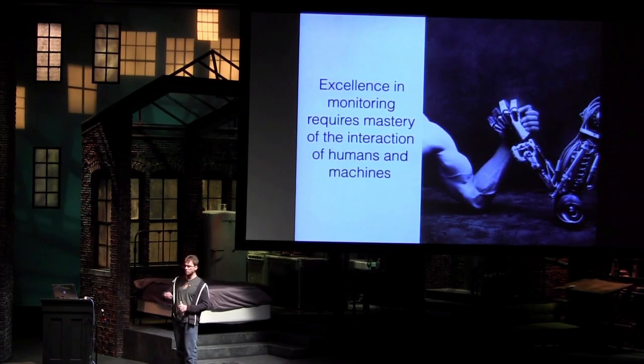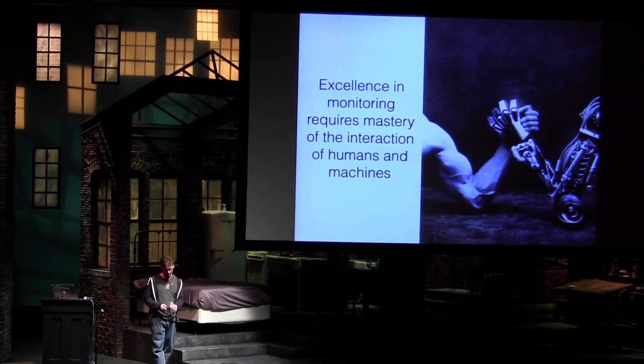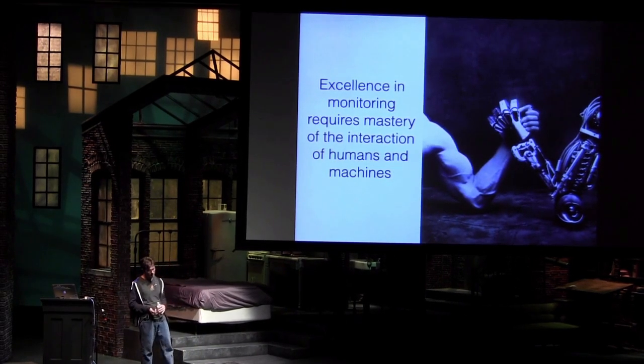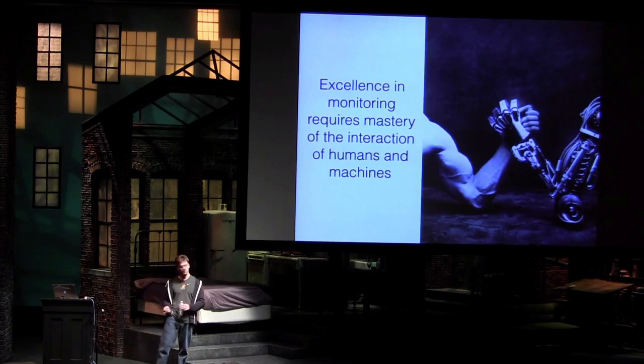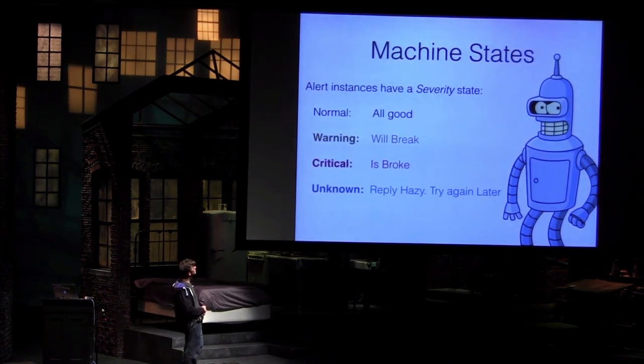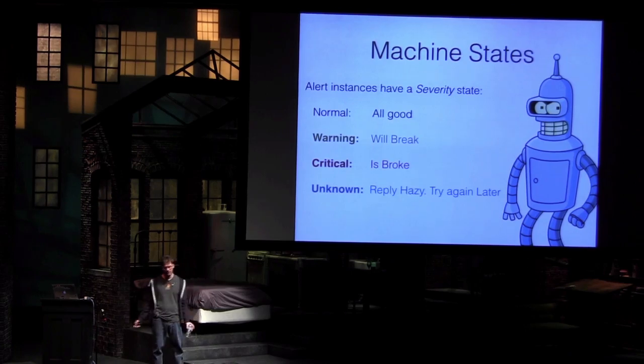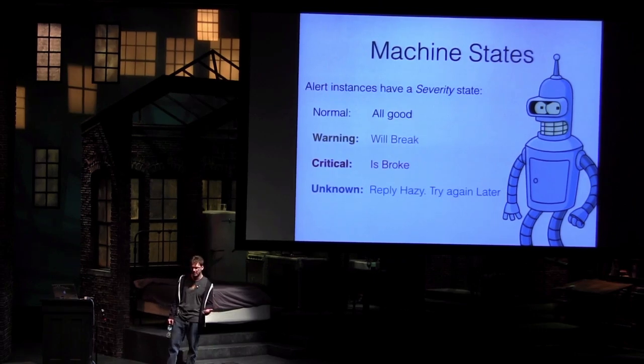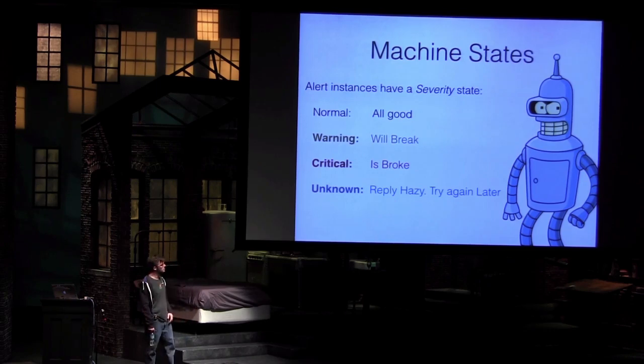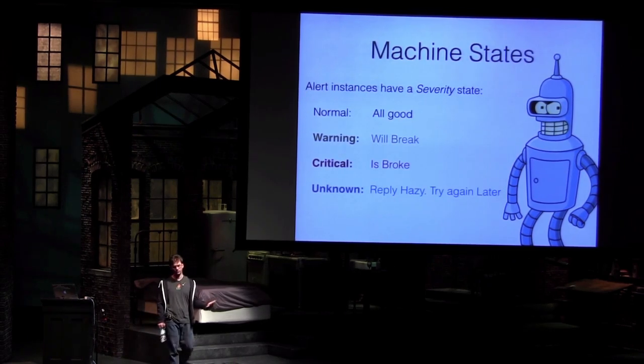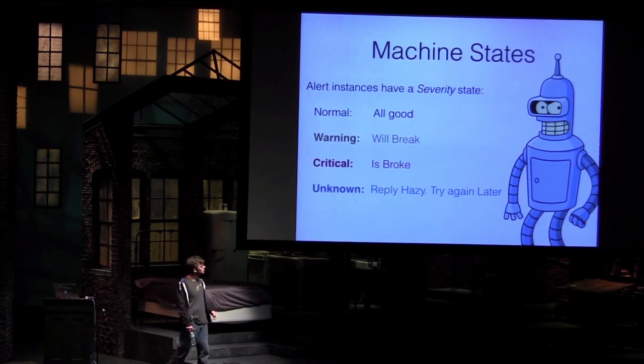Like I said before, we're programming our monitoring system to communicate with us. And so in our workflow, we have both machine states and human states. The machine states are probably pretty familiar. We have severity state: normal is all good. Warning and critical can actually be arbitrary expressions, but I like to treat them like warning is something is going to break and critical is something is broken. But you could make those different degrees of badness if that's what you want to do.